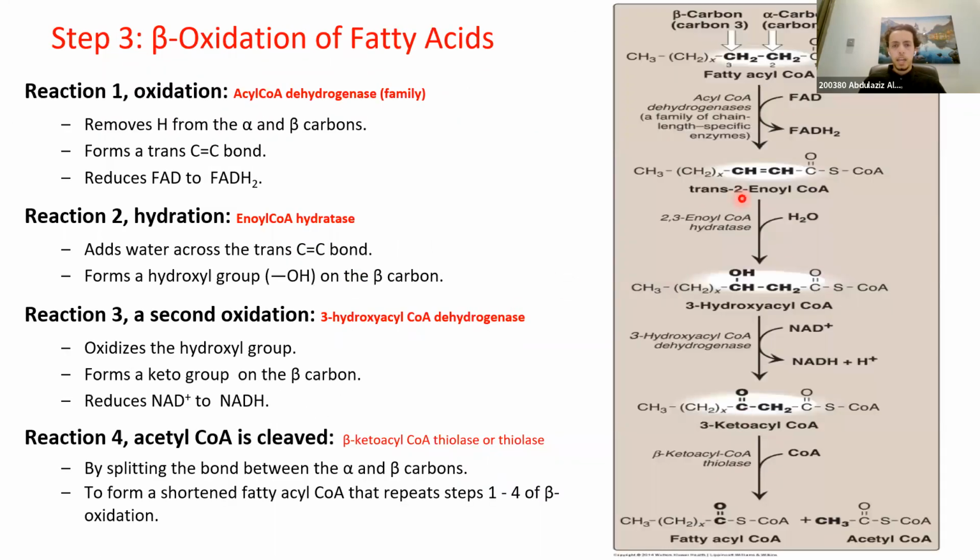So again, these are the 4 steps. After these 4 steps, the fatty acyl-CoA will be 2 carbons less, and will re-enter the reaction again, and will be repeated until we get a final 2 carbon acetyl-CoA. If we had a 16 carbon fatty acid, it will go through the steps until we yield 8 acetyl-CoAs, as an example.